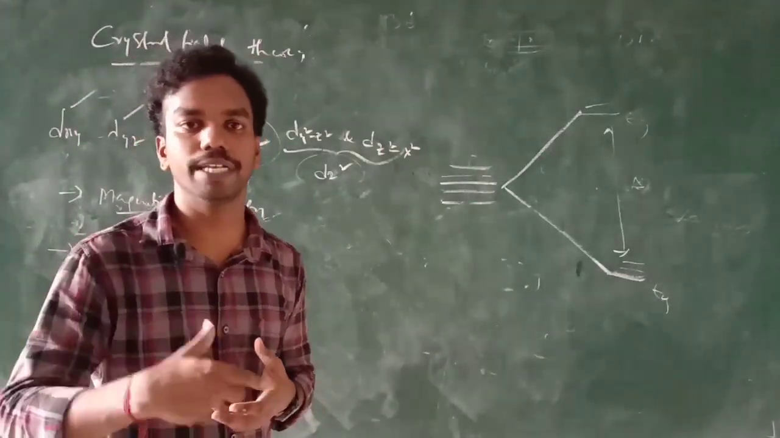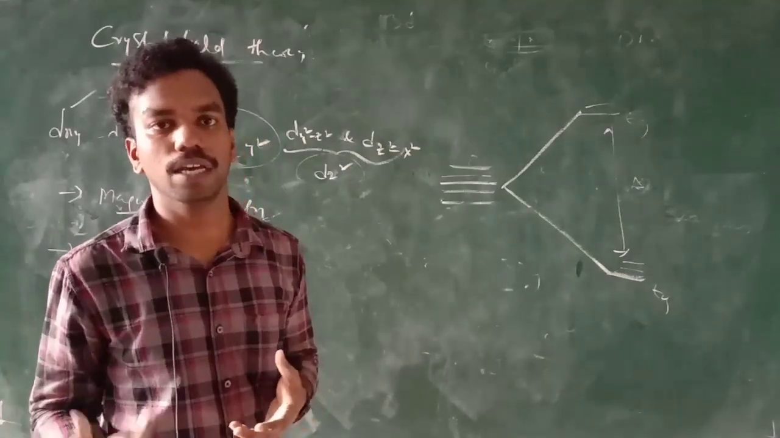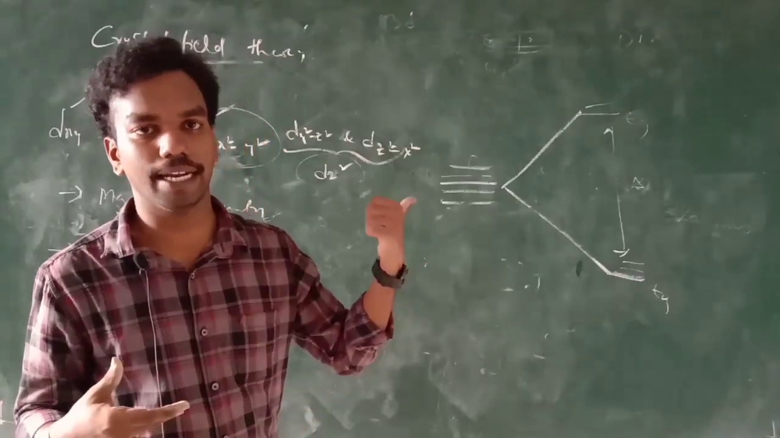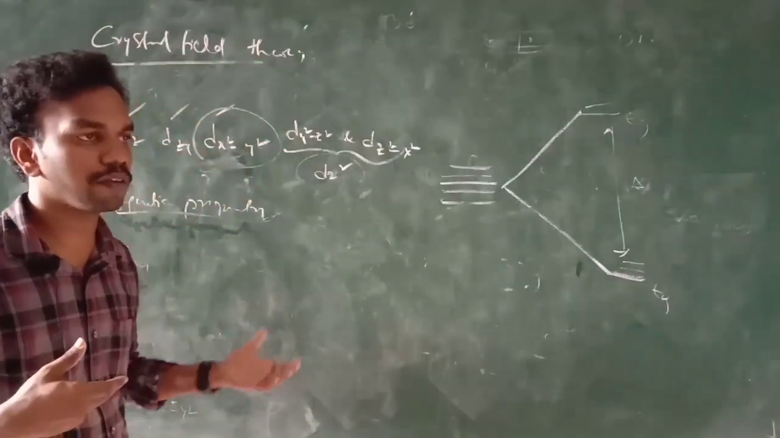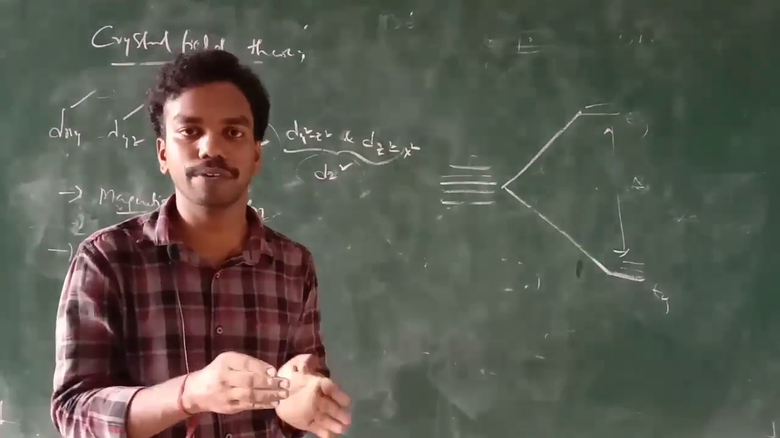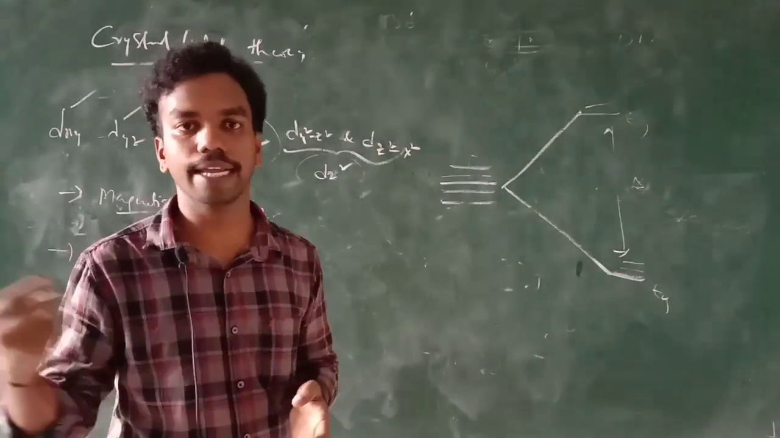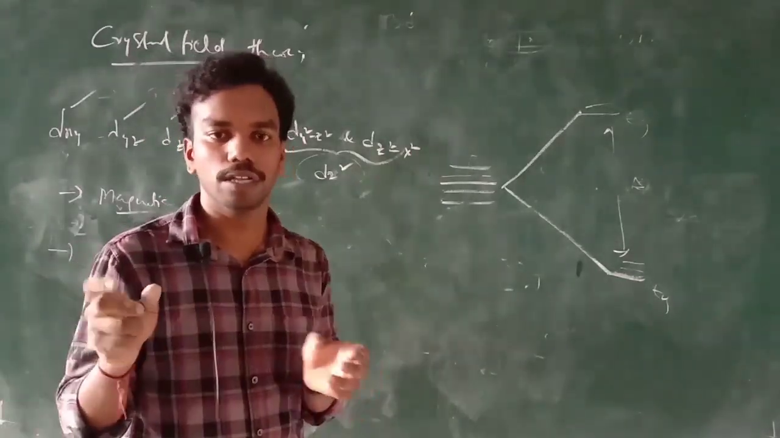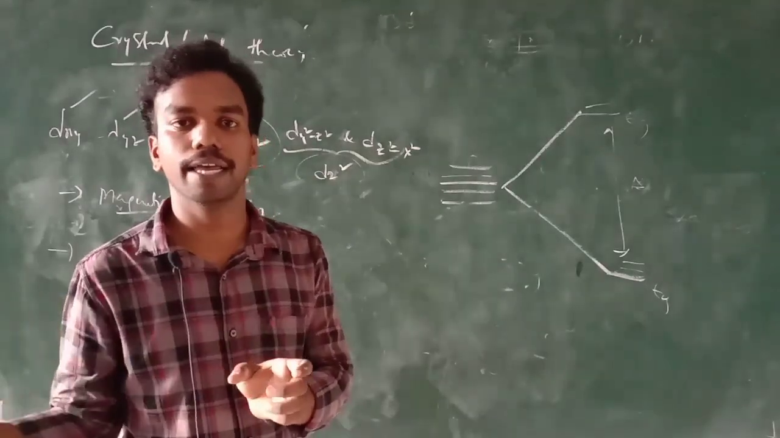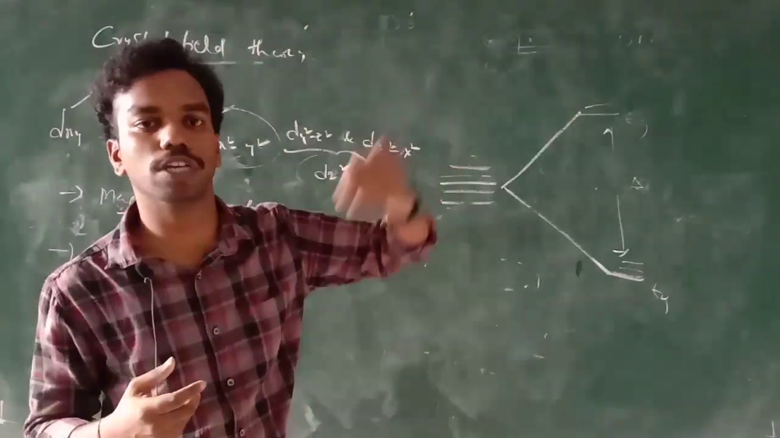If ligands approach with their electron density along the axes, then the Eg orbitals have higher energy. What are the Eg orbitals? dx square minus y square and dz square. Both have their lobes along the axes, so their electron density lies along the axes. Ligand electron density along the axes gives more electron repulsion with the Eg orbitals, so more repulsion means more energy. So the Eg orbitals are higher energy and the T2g orbitals are lower energy.